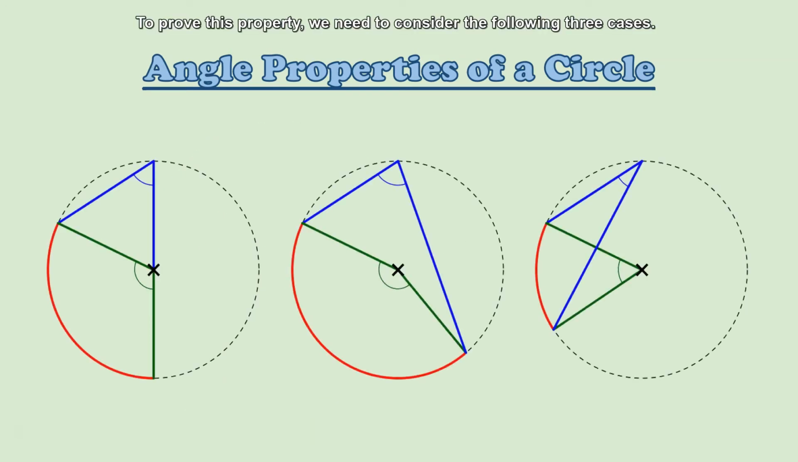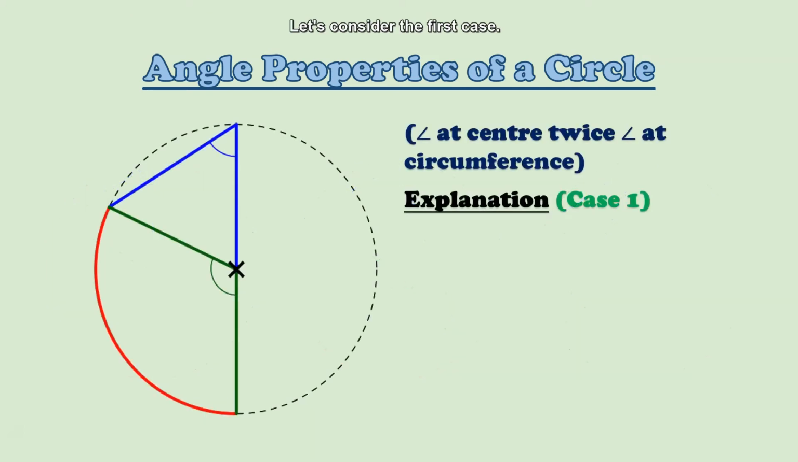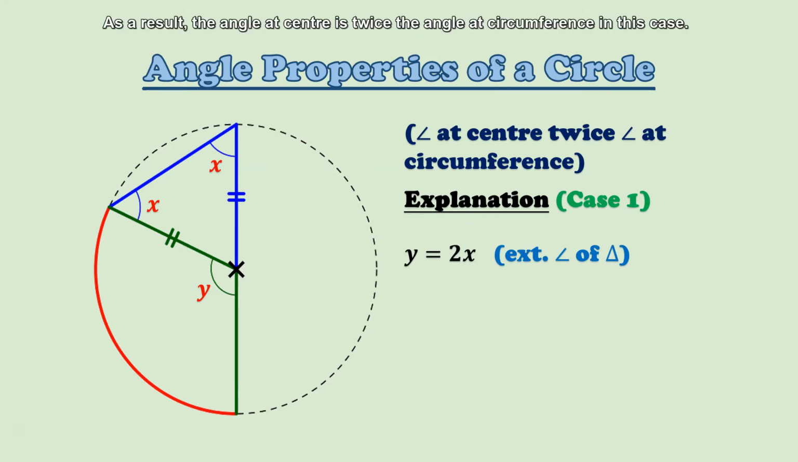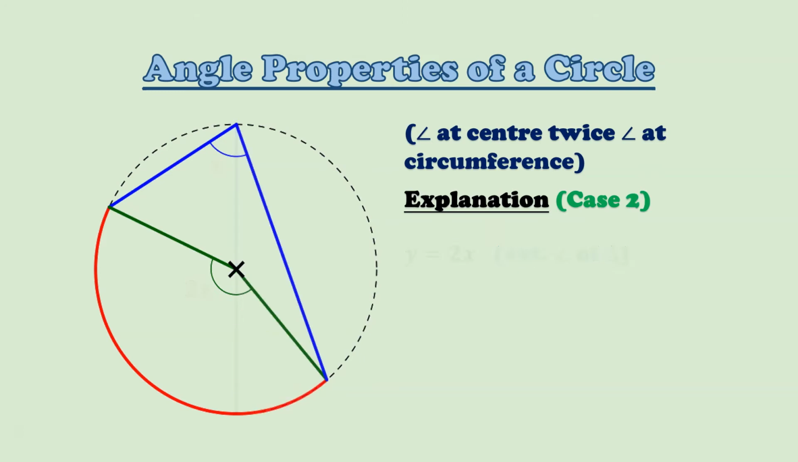To prove this property, we need to consider the following three cases. Let's consider the first case. Here we want to prove that y is equal to 2x. Because the radii of this circle must be equal, therefore this is an isosceles triangle and hence these two base angles are equal. By considering the exterior angle of a triangle, y can be shown to be equal to 2x. As a result, the angle at center is twice the angle at circumference in this case.